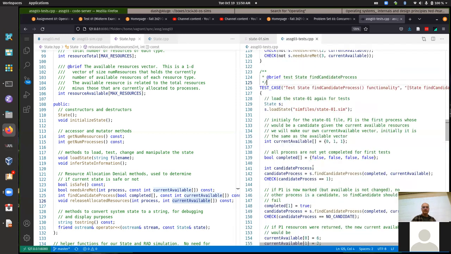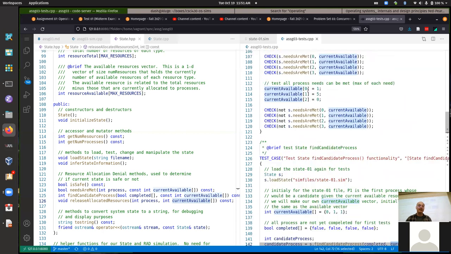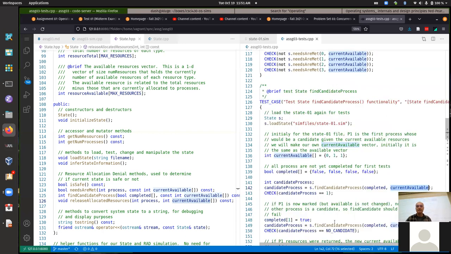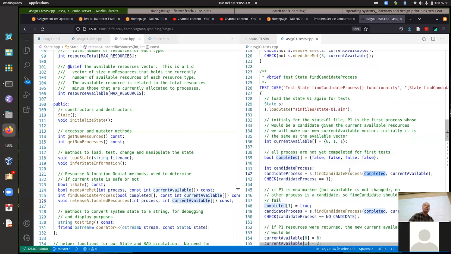Okay, so that's the needs are met. Now the find candidate process. The signature for find candidate process is, again, we pass in that same array of the current available, so that's an available vector, but just keeping track of what's currently available instead of what was initially available for the system state. So anyway, we pass that in. But we pass in a different array for the first one, right? The array being expected for the first parameter for find candidate process, the task two that I've skipped over to here, is an array of Booleans.